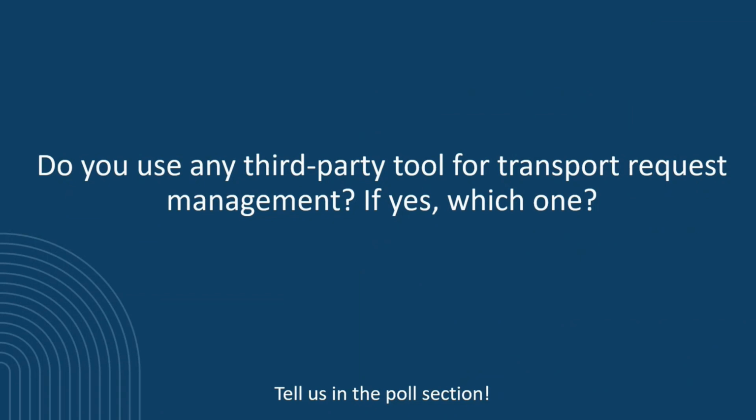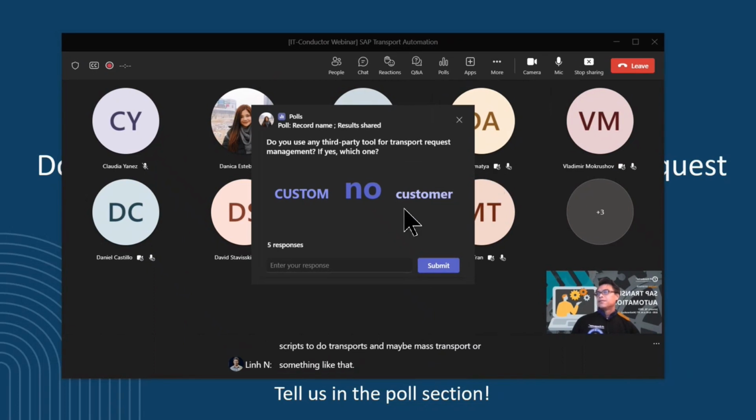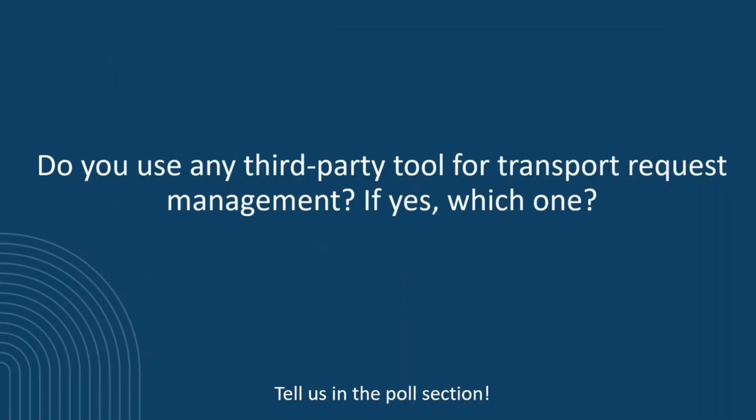Or if you wrote some script, some Basis teams also write scripts to do transports, maybe mass transports or something like that. So I think most of the answer is custom or no. So yes, there's not a lot of solution out there. There are a few, including SAP ChaRM as well. So I guess we can assume that that's the reason you are here today, taking interest in our topic of automating transports. Again, I will resume the presentation.